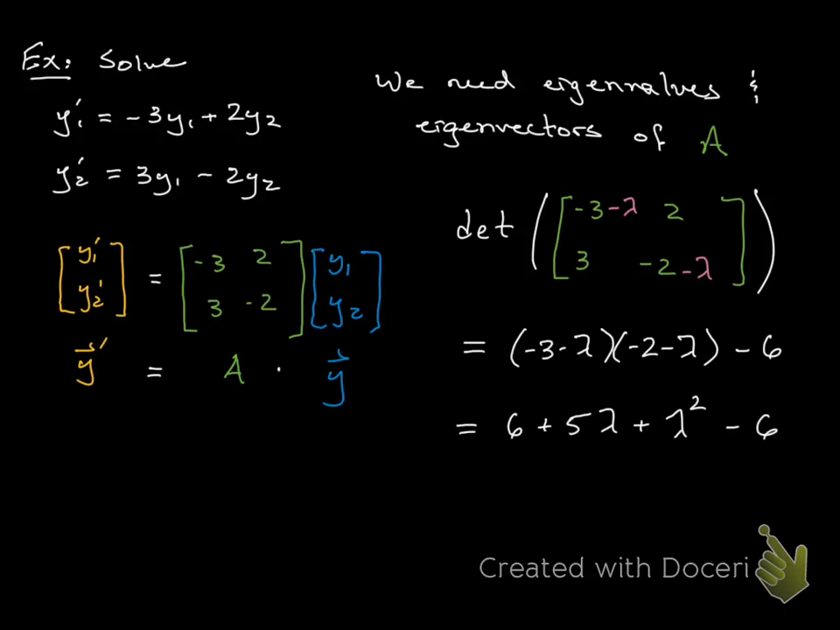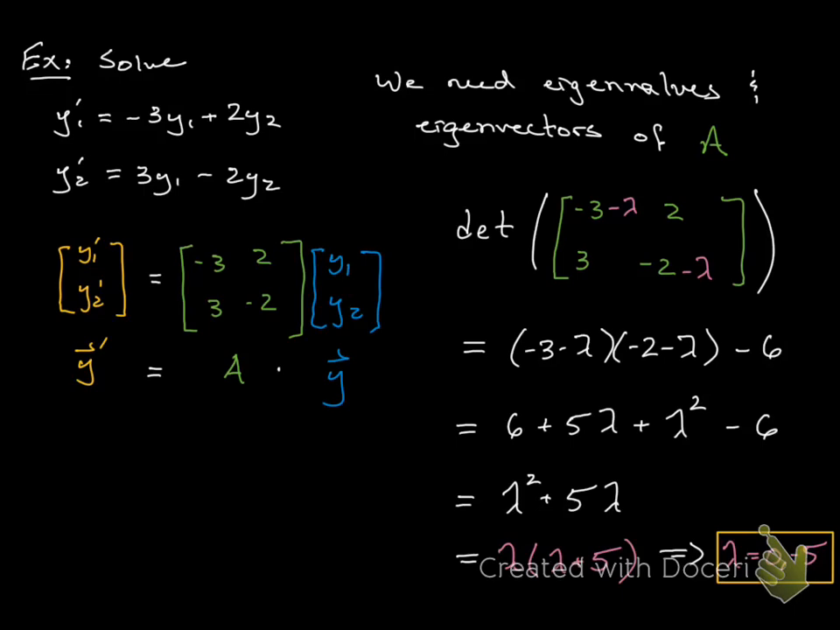Okay, so again, working with that characteristic polynomial, simplify it down as much as you can. I'm finding the eigenvalues, right? So the 6 and minus 6 cancel, and I'm left with lambda squared plus 5 lambda. And that I set equal to 0. My characteristic equation then is lambda squared plus 5 lambda equals 0, which I factor to lambda times lambda plus 5. And again, I set that equal to 0. My eigenvalues are then 0 and minus 5.